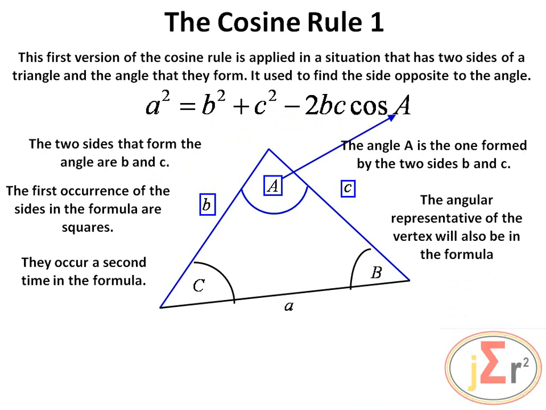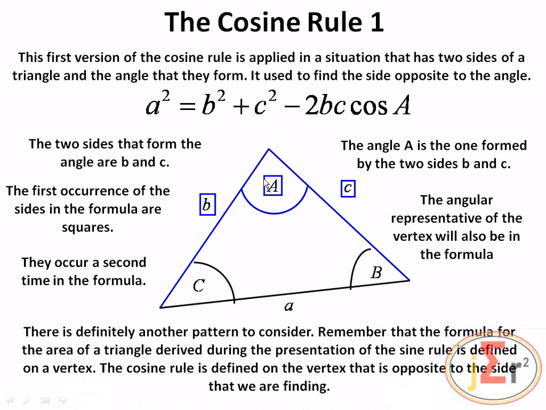So the angular representation of the vertex will also be in the formula. What do I mean by the angular representation of the vertex? Do not forget that the cosine rule is also defined on a vertex. That means if you want to find this side here, which is A, we are going to concentrate on this vertex that is opposite to A. So in the formula, the two sides that form the vertex are involved, and of course the angle that is at the vertex is also involved.